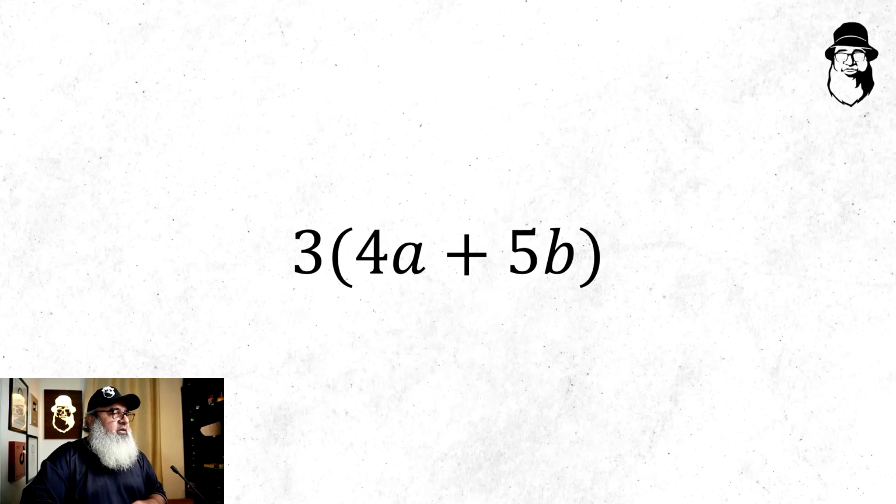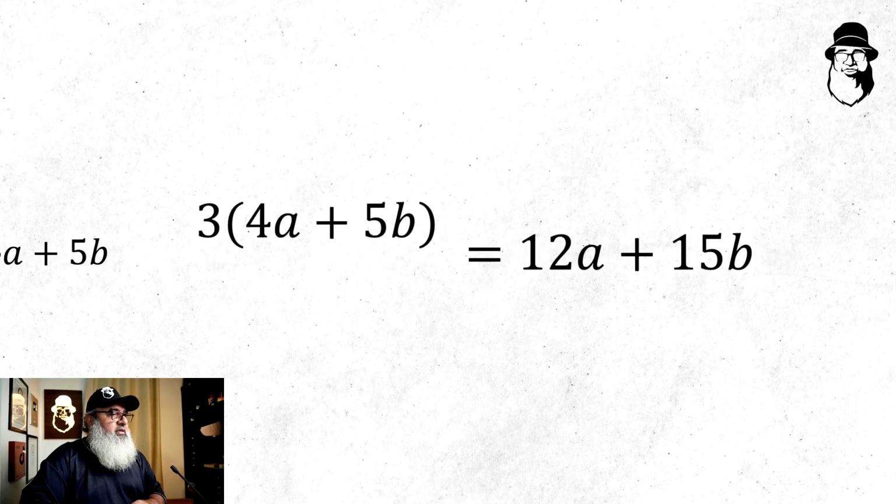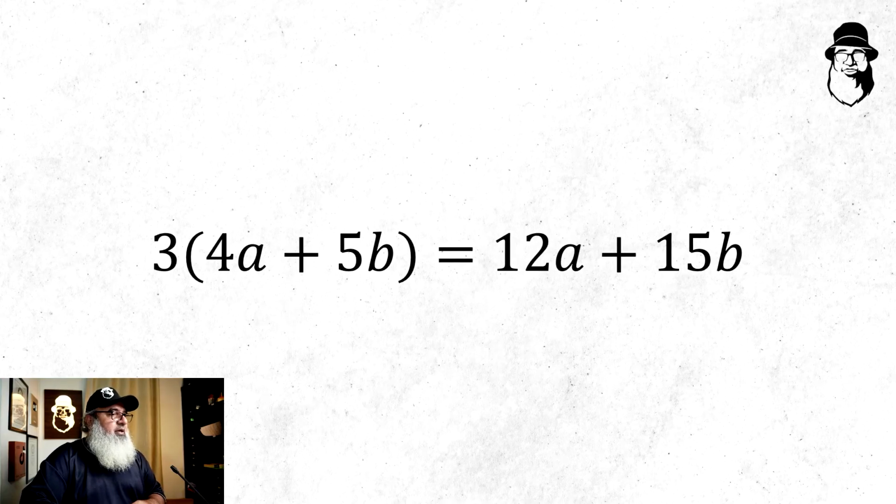As we know that 3x means x plus x plus x. So 3 times 4a plus 5b means we add this 3 times. That is 12a plus 15b. The easiest way to get the answer is to multiply 3 by 4a and also multiply 3 by 5b.